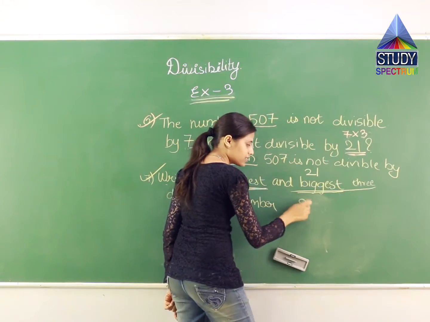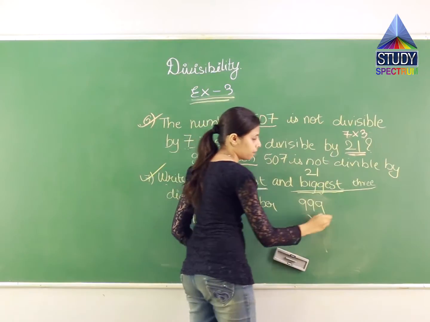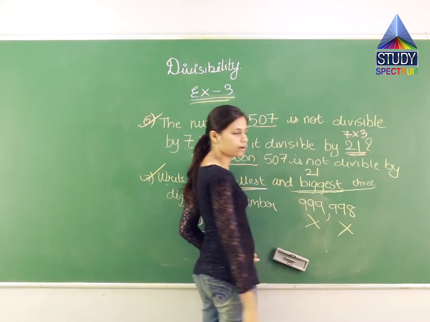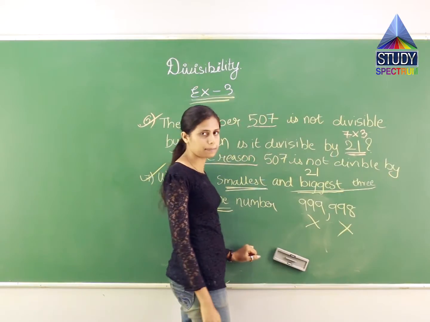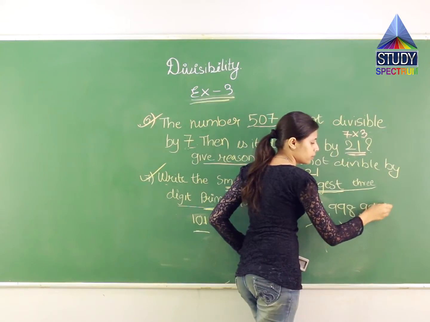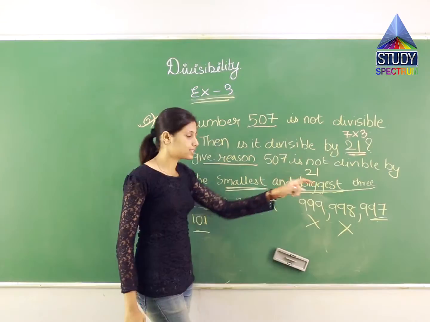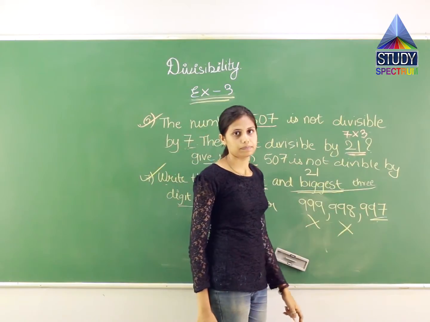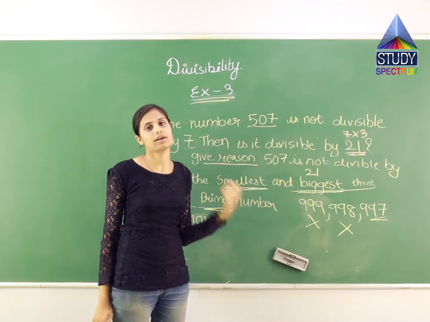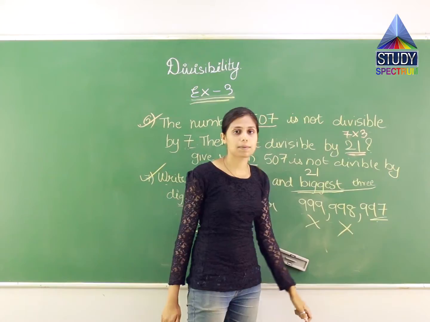So we checked 999, it is composite, so it is not a prime number. Then we checked 998, this is also a composite number, not a prime number. Now 997, which is smaller, right? We will check this, and when you check, you will understand that this is a prime number. It does not come in anyone's table except 1 and 997 itself. So I can say that this is a prime number.